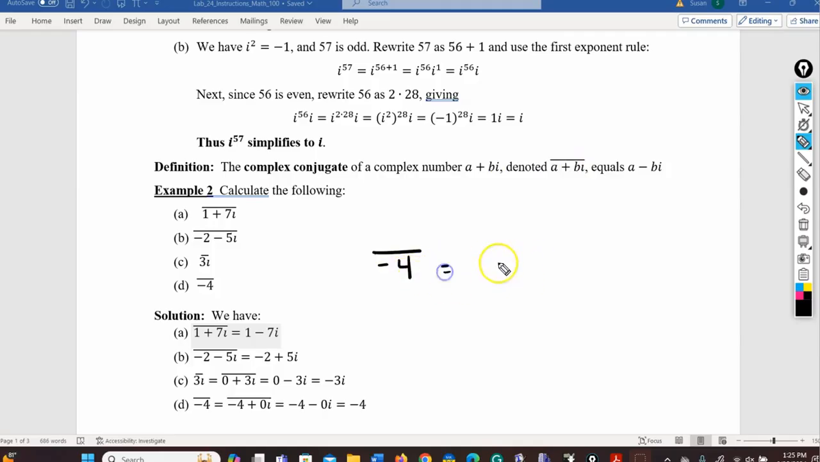But let's work it through. Negative 4, I can write that as a complex number, like that. And then the rule for taking a complex conjugate is you change the sign of the imaginary part. And that's the only thing you change. But minus 0 times i is minus 0, which is just 0. Okay. So all of those are done for you there. Now, why are we doing conjugates?